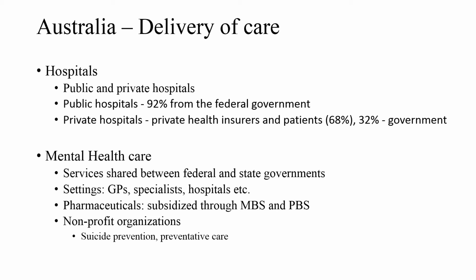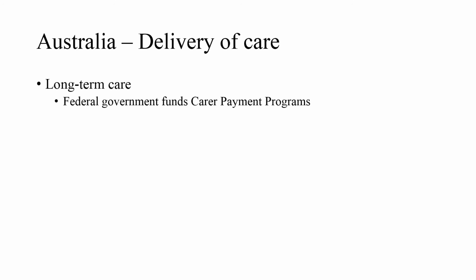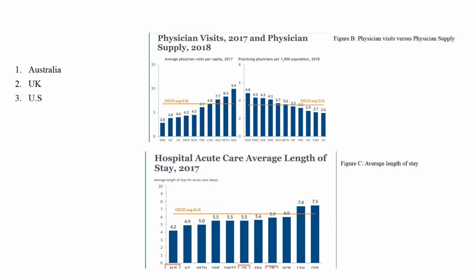Mental health care is also provided in the GP setting and specialist care, and you have community-based care and hospitals, which could be inpatient or outpatient. You have residential care. And then you have non-profit organizations that deliver this type of care. You have long-term care, which is fully funded by the government.